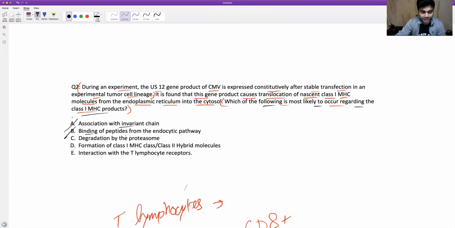Option 2, binding of peptides from the endocytic pathway. What is the endocytic pathway? What do you think?